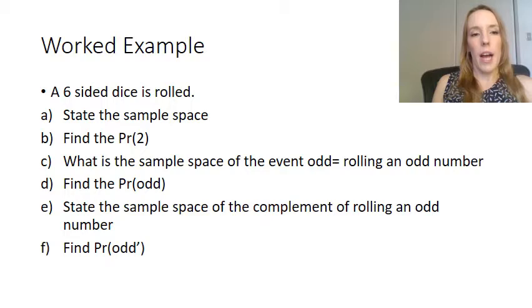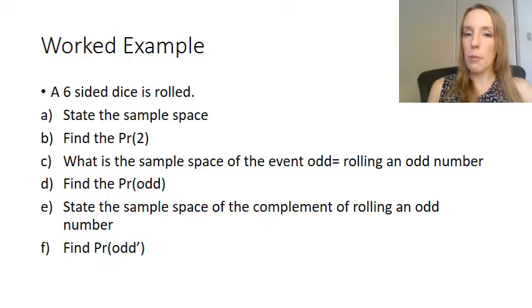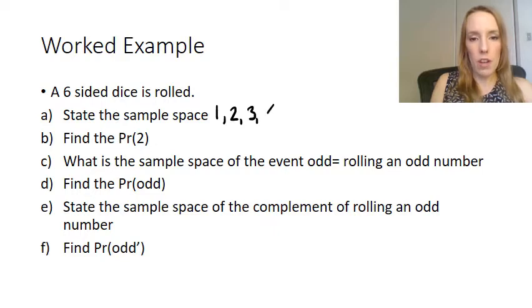Okay, so let's have some worked examples and get all these terms and everything, and have a go at them. So a 6-sided dice is rolled. State the sample space. Remember, the sample space is all the possible outcomes. So the possible outcomes are 1, 2, 3, 4, 5, 6.